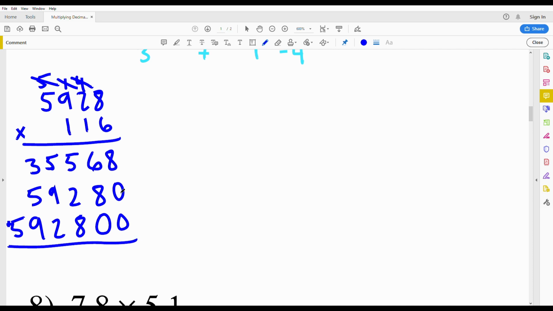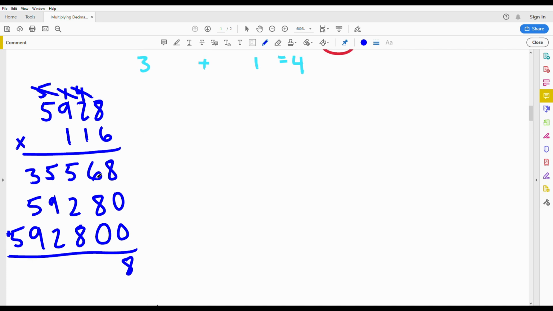So 8 plus 0 is 8, 6 plus 8 plus 0 is 14, so 4, carry the 1, 1 plus 5 is 6, 6 plus 2 plus 8 will be 6 plus 10, which is 16, carry the 1, 1 plus 5 is 6, 6 plus 9 is 15, 15 plus 2 is 17, carry the 1, 1 plus 3 is 4, 4 plus 5 is 9, 9 plus 9 is 18, so write my 8, carry my 1, and 1 plus 5 is 6.